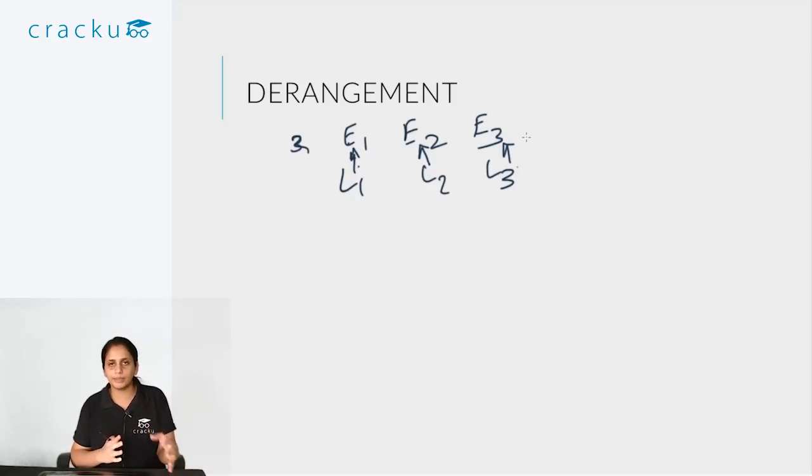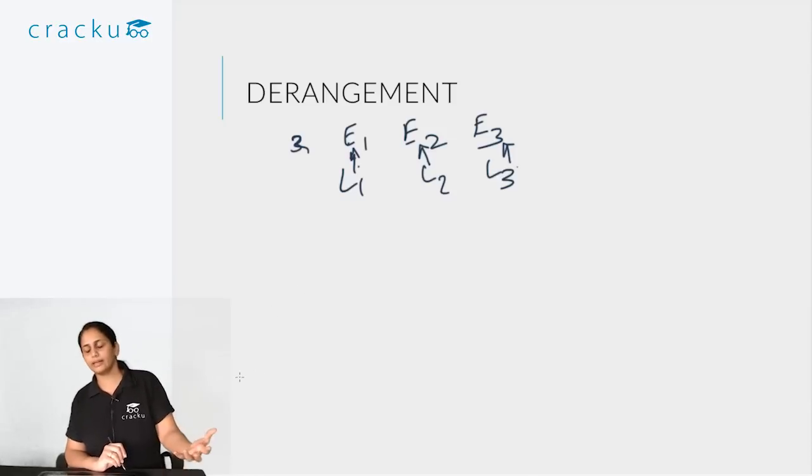See, perfect arrangement is L1 into E1, L2 into E2, L3 into E3. Now a random arrangement would be some go into their intended envelopes and some go into other envelopes. A perfect disarrangement is none of them go into their intended places. So the derangement of n means that none of these n items go into their intended places.